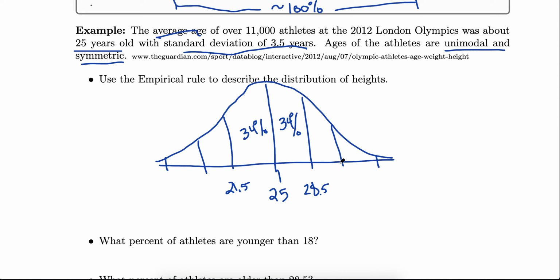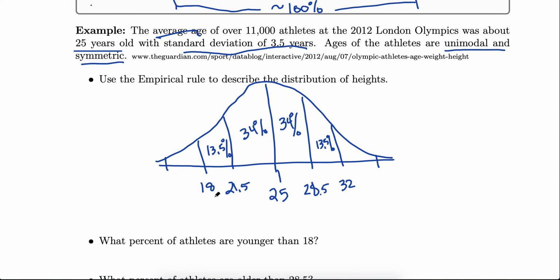Let's go out again. So if I add another 3.5 to this, we'll get 32. If I subtract 3.5, we're going to end up at 18. So now, according to our empirical rule, about 95% of observations are between 18 and 32, 95% of the data points in this range, and that gave us another 13.5 in either of these pieces.